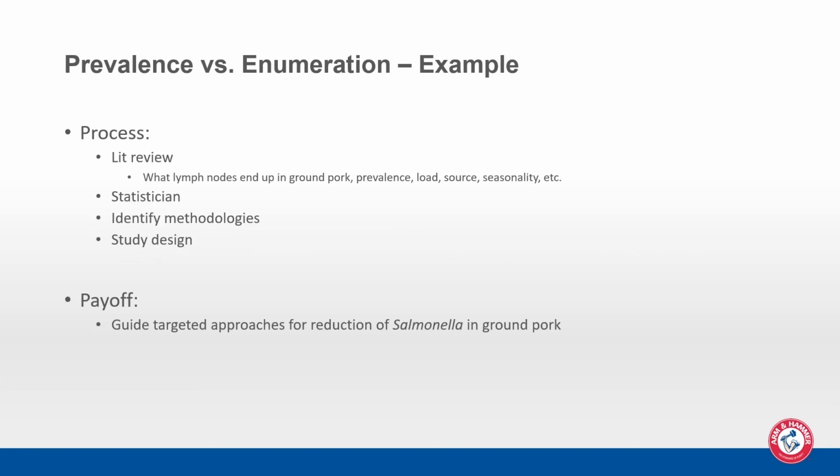So what's the process of conducting this study? All right, as I said, let's go out there and do a thorough literature review. You know, what lymph nodes end up in ground pork that we need to be keeping an eye on. Of those lymph nodes, have any of them been studied? And if so, what's the prevalence of those lymph nodes? Is there a load associated with those lymph nodes to give us a starting point? Does the source of pigs have an impact on the prevalence and or load that contribute to ground pork salmonella?